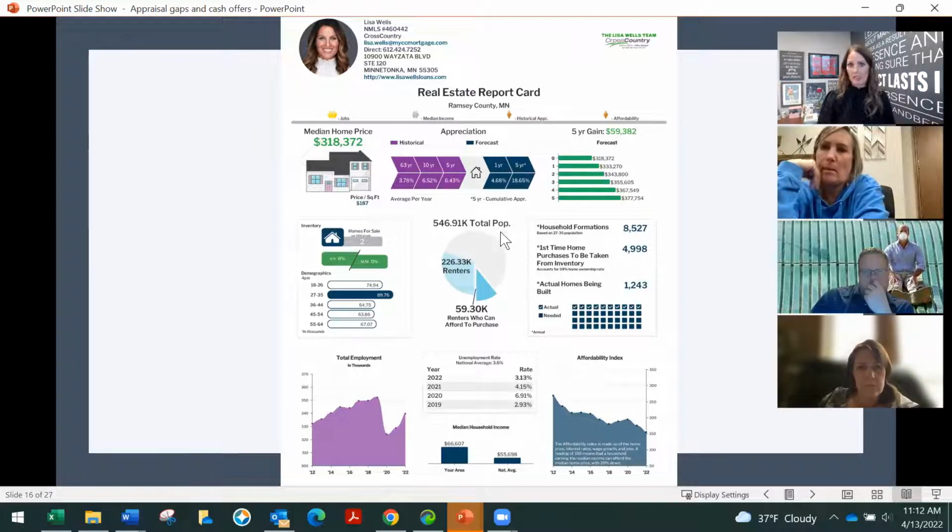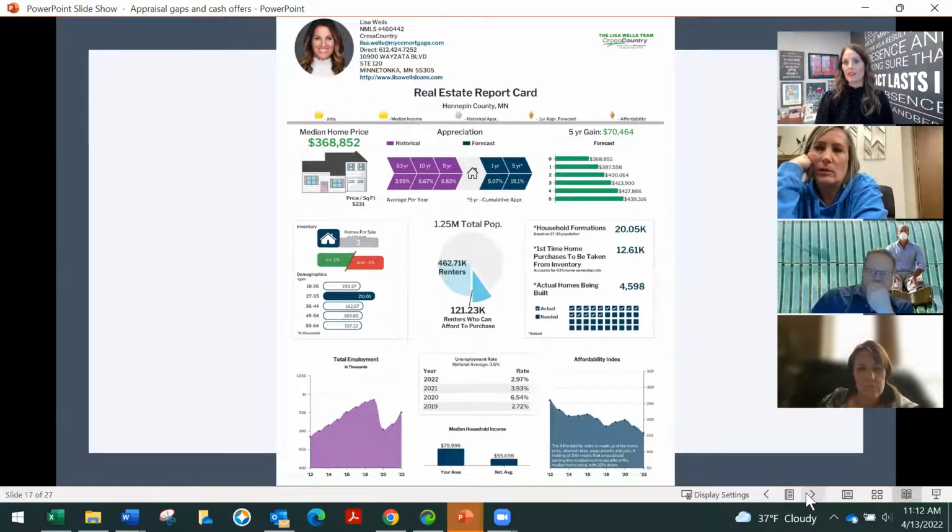So again, these are some of the tools that we're using with clients. And if you guys ever want these or want me to do it on a client, let me know. Again, Hennepin County, you see how it's a little bit different. It's a little bit higher on the estimates. And again, I would punch it in by either the property or the zip code.